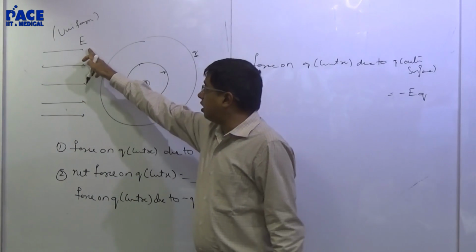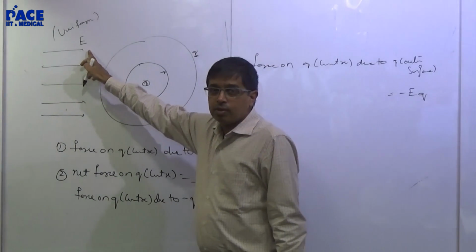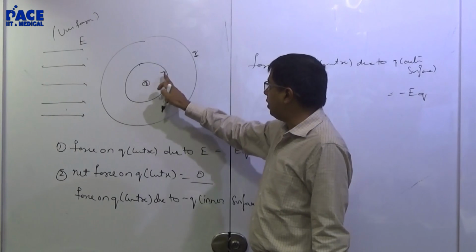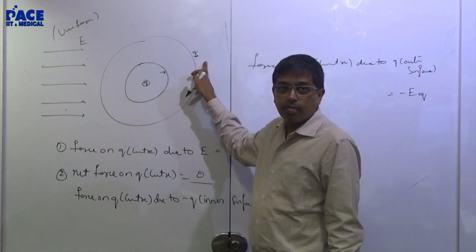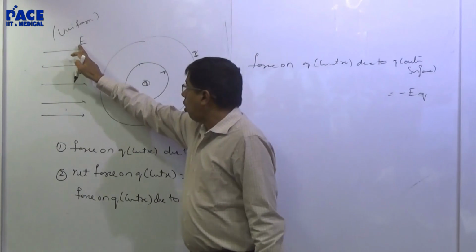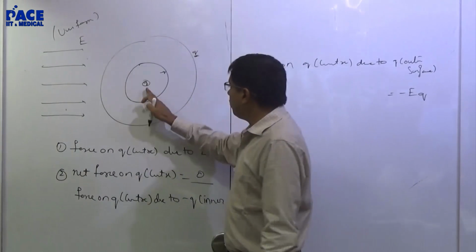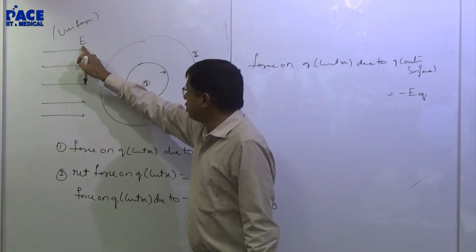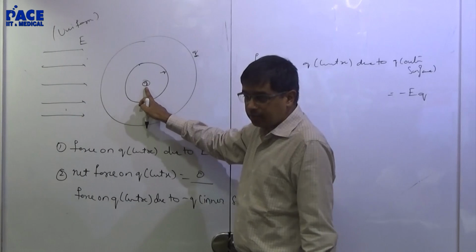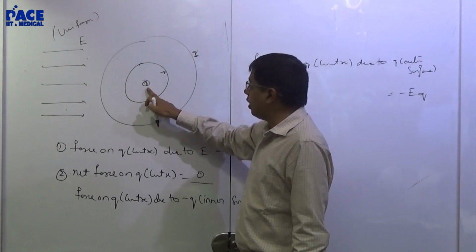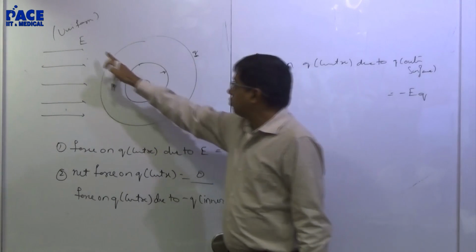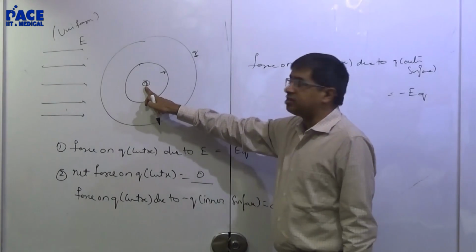There is an external field E. I have kept a charge Q inside, minus Q and Q. All external put together will give me 0 field here. So, this will give me EQ force on it. This will give me equal and opposite force on it. So, this and this put together will cancel out the effect here.